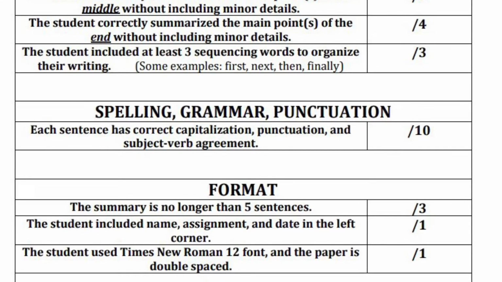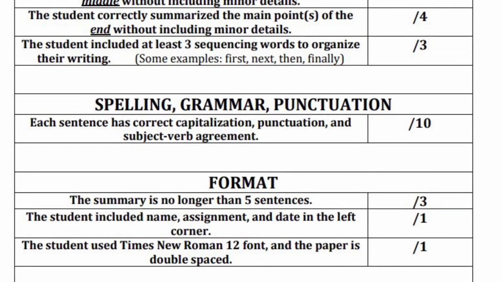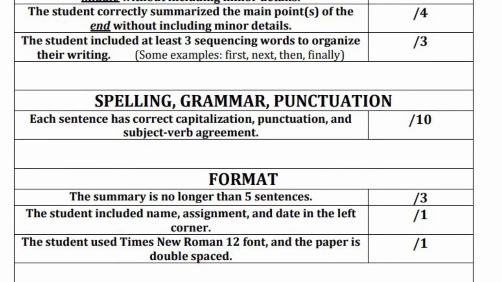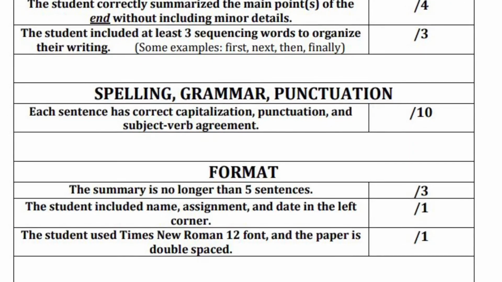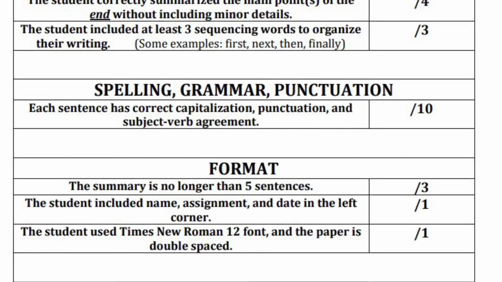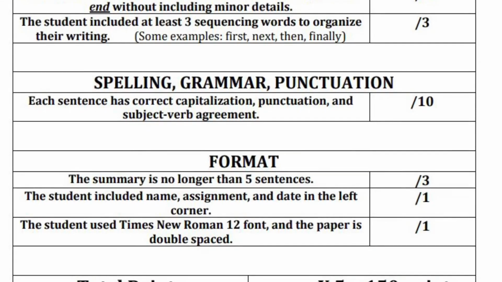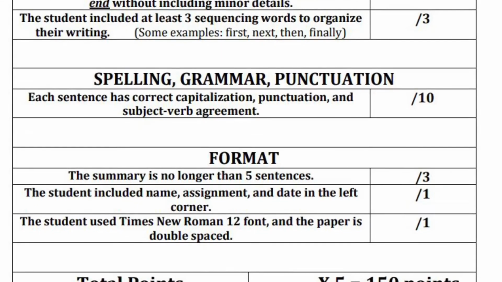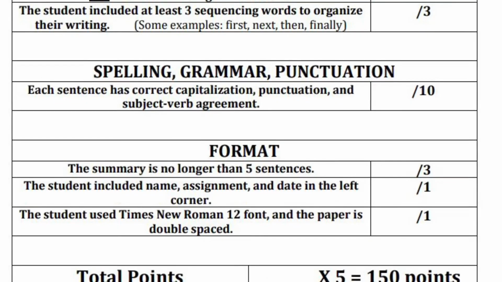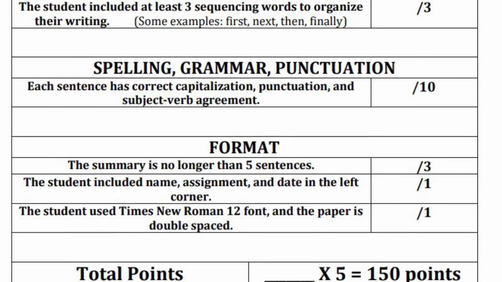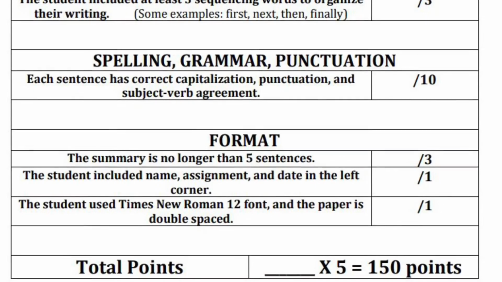The summary can't be longer than 5 sentences. And you also get graded on whether or not you put your name, assignment, and date in the left corner. Now, you also get graded on whether you use Times New Roman 12 font, and it has to be double spaced. Those are all points that if you don't do that, you could get counted off for. Now, if you look up under content, the very first thing where it says student correctly summarized the main points of the beginning, it shows a slash mark and 4.